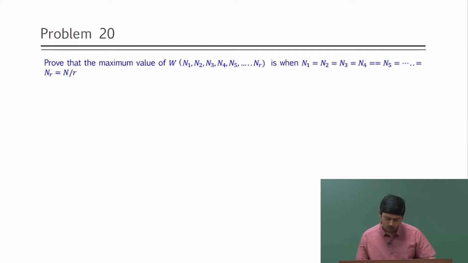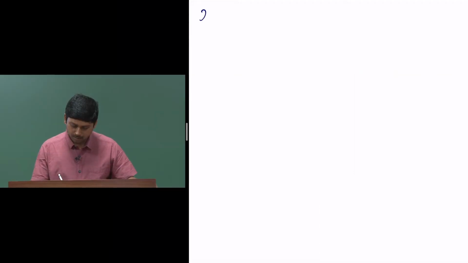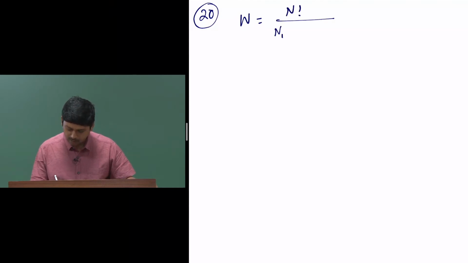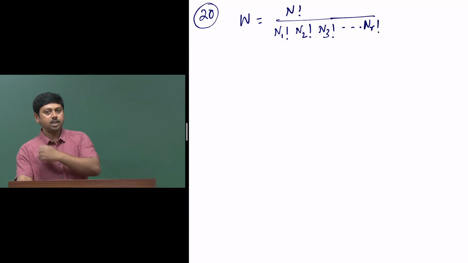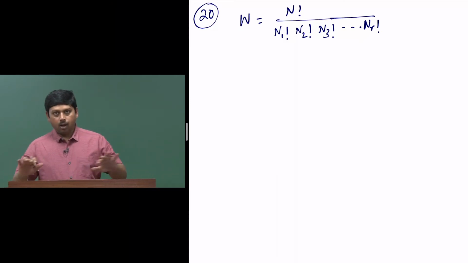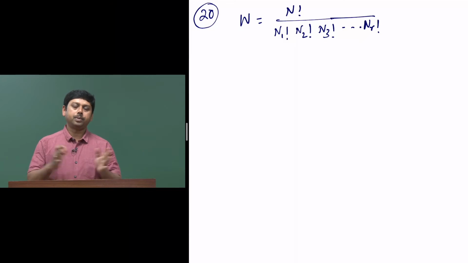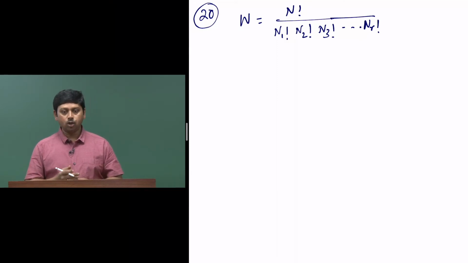N 2, N 3 all are equal to N by R. So, this is a multinomial distribution, problem number 20, where W can be written as N factorial by N 1 factorial, N 2 factorial, N 3 factorial up to N R factorial. So, there is this N that is partitioned into R groups basically. If it partitions into 2 groups, then we call it binomial, because there are 2 groups, and if there are more than 2, then we call it a multinomial distribution.